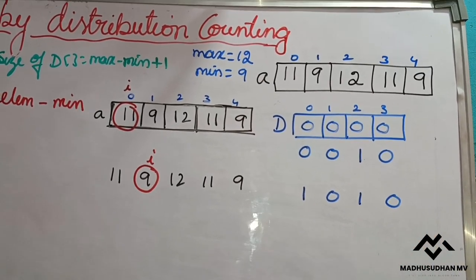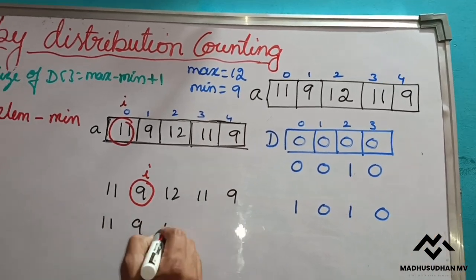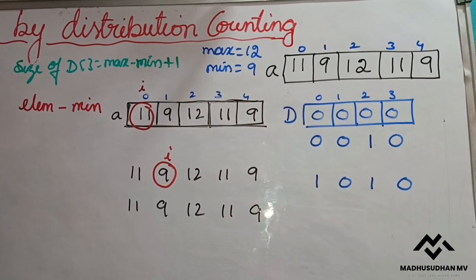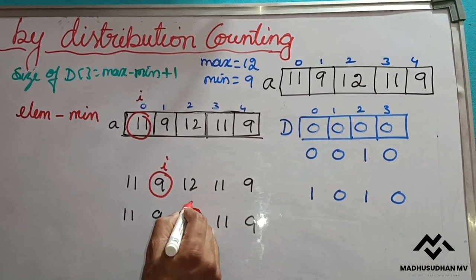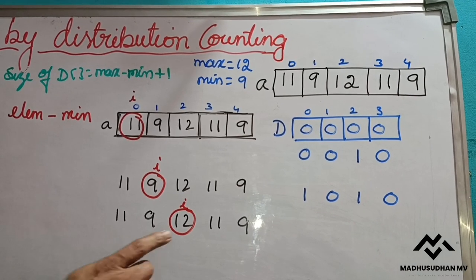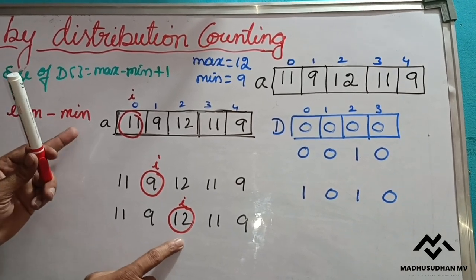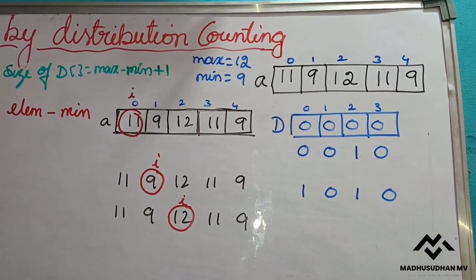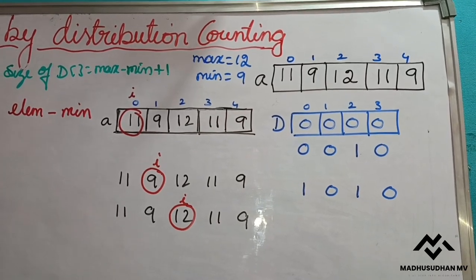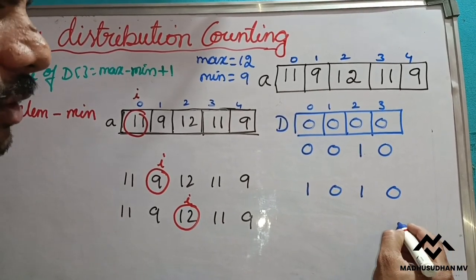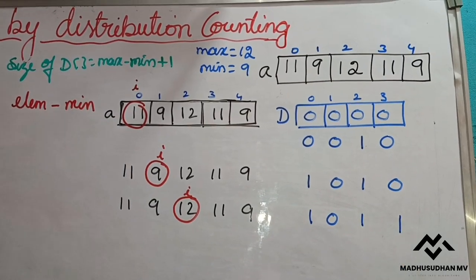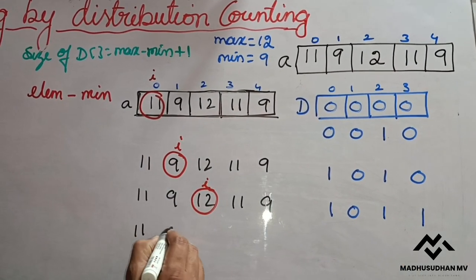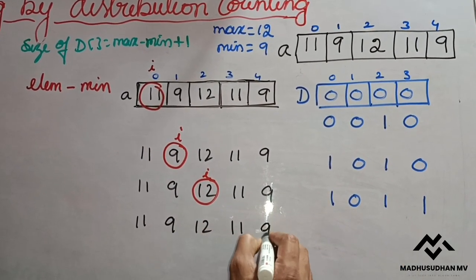Next, again I will rewrite the elements for you. Now I am taking the next ith element. Again, element minus minimum 9: 12 minus 9 is 3. Position 3 I incremented. Position 3 right now is 0, and I increment it by 1. Remaining elements I write as they are: 11, 9, 12, 11, 9.